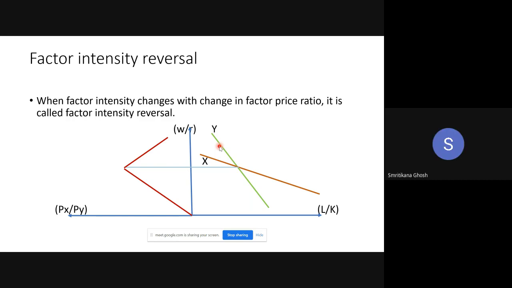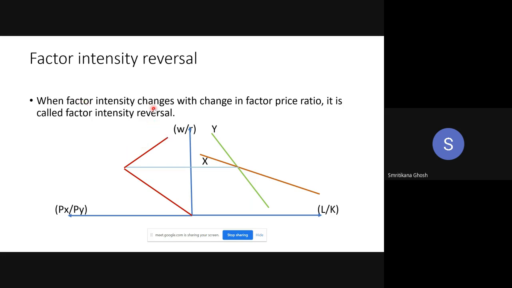So this is factor intensity reversal. This is just the introduction. Now we are going to apply the HO theorem in this situation. So you can understand it's not so easy like Ricardo. Ricardo was much easier as compared to HO because the application of HO is fast. So many wings are there.